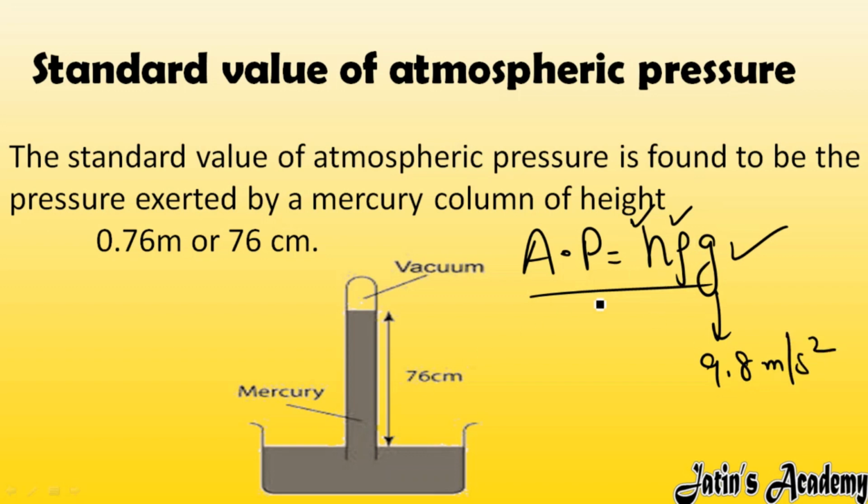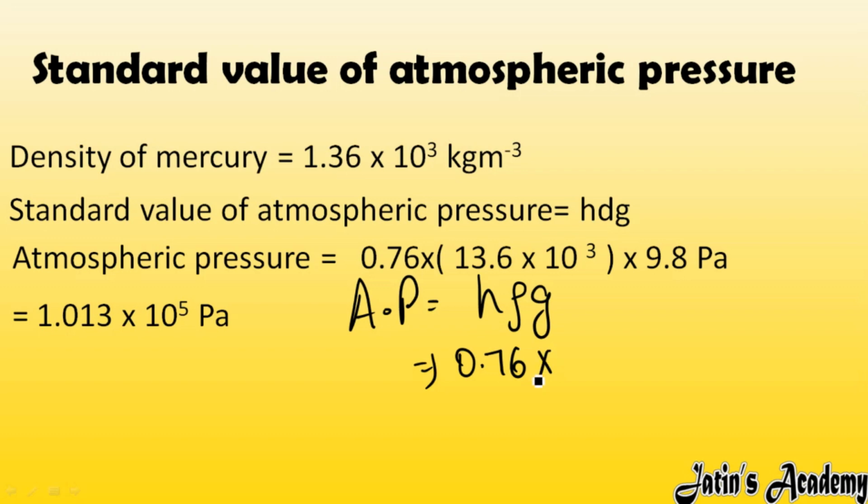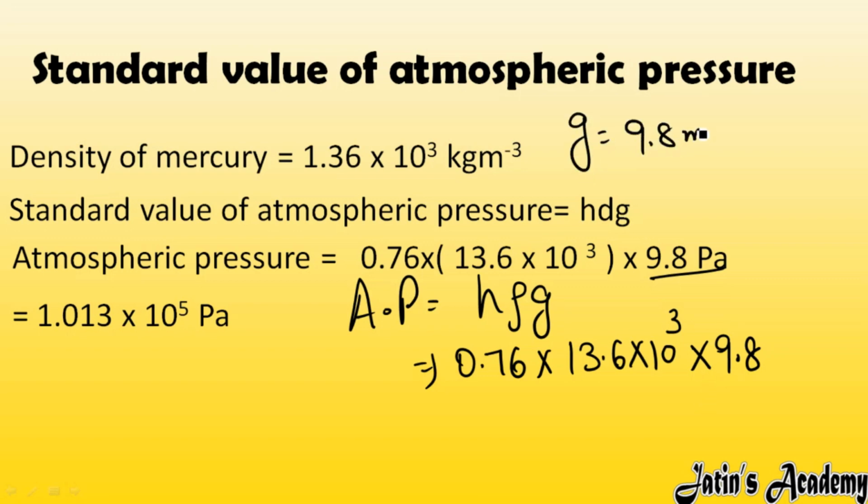We will see the density of mercury, then we will see the height attained. Now just put the values here. The formula of atmospheric pressure is h rho g. Height attained by mercury is 0.76 meter. Density of mercury is 13.6 into 10 to the power 3. Multiply by acceleration due to gravity, which is constant, 9.8 meter per second square.